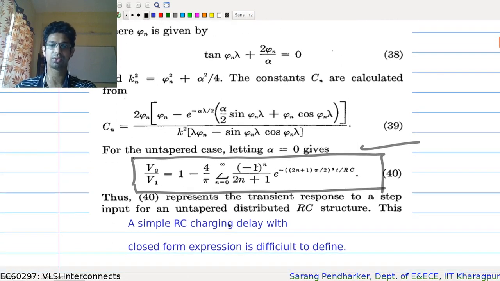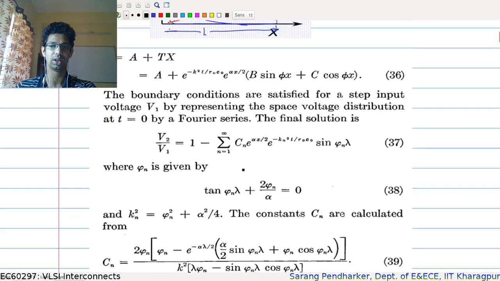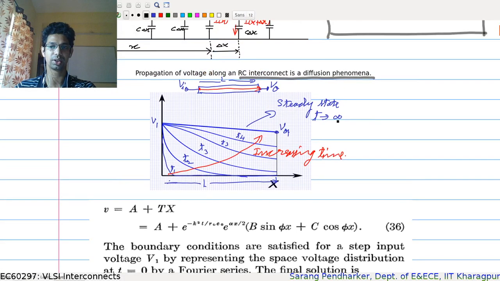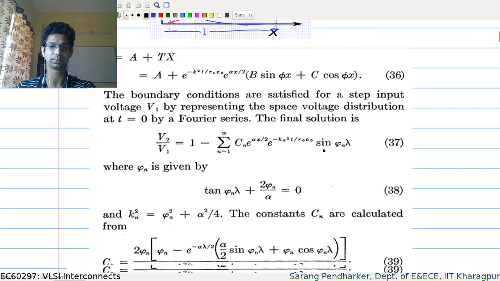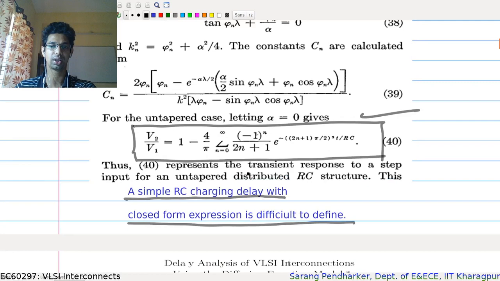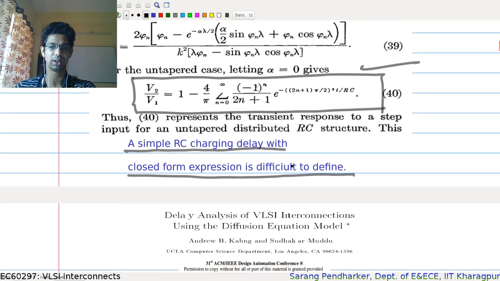So remember, what is our goal? Our goal is that we want a simple RC charging delay with a closed form expression, and we found that it is difficult to define if the governing equation is a diffusion equation. Right, so for this it's very difficult.